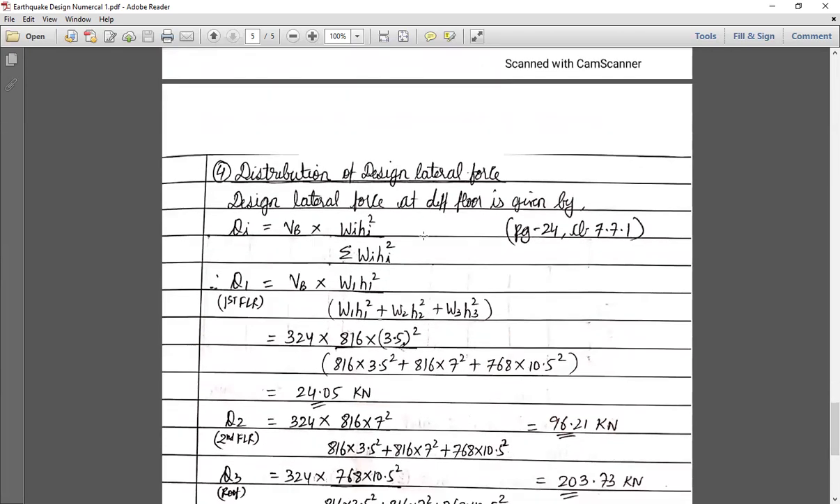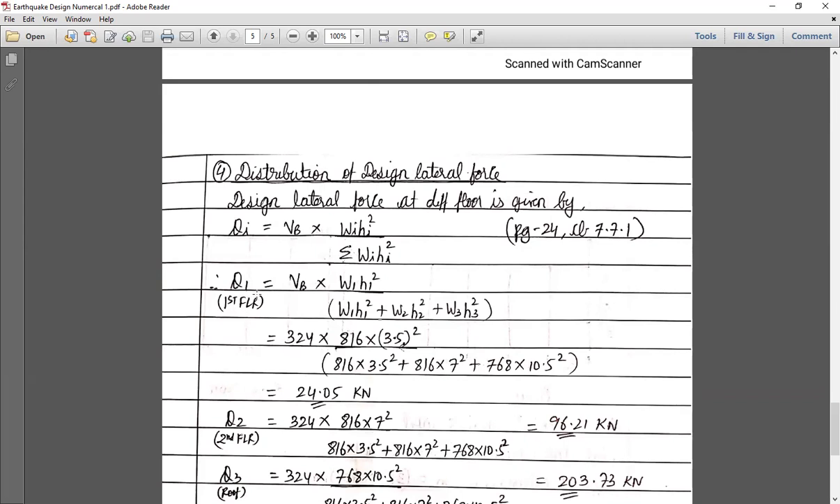Now the design lateral force at different floors is given by this equation. Okay, so this also we have seen in IS code page number 24. So this is given by VB, that is base shear, into WI into HI square upon summation of WI into HI square. Okay, so now let us see what this is. So first we'll find out for the first floor. Okay, so Q1.